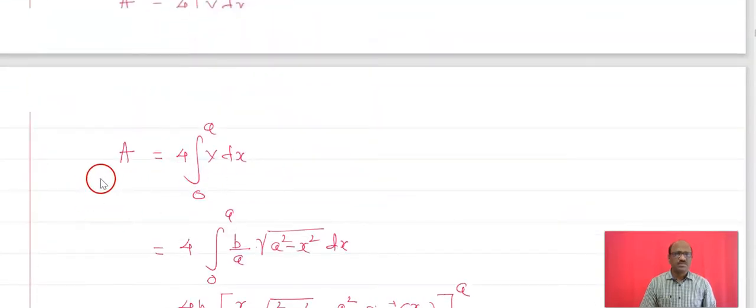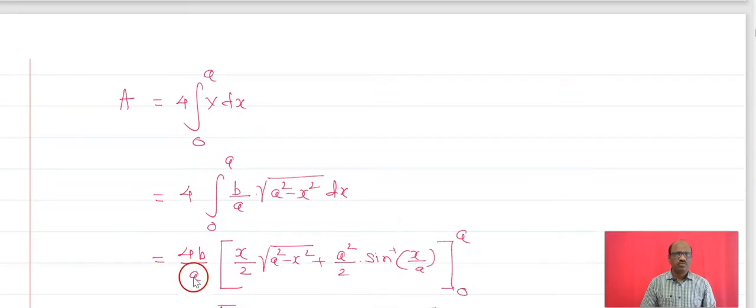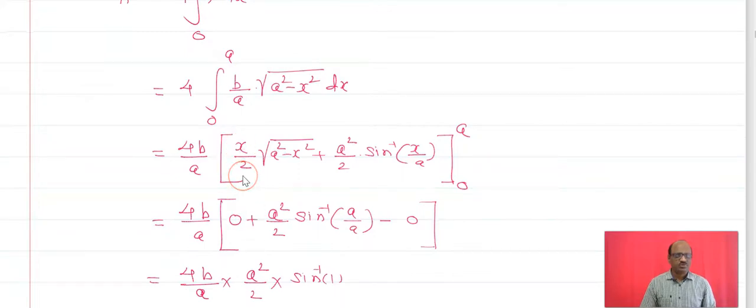Therefore, the required area, capital A, equals 4 times integral 0 to a of y dx. That is 4 integral 0 to a of b upon a under root of a square minus x square dx, that is 4b upon a. What is the integral of under root of a square minus x square? That is x upon 2.